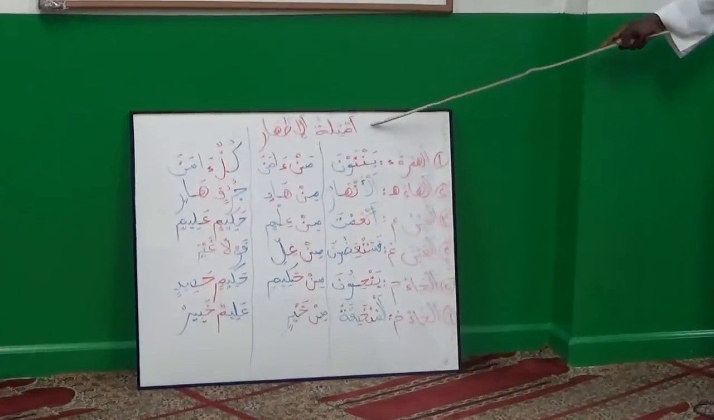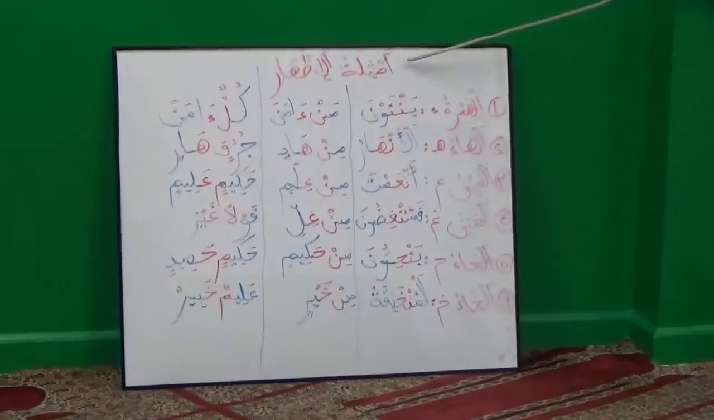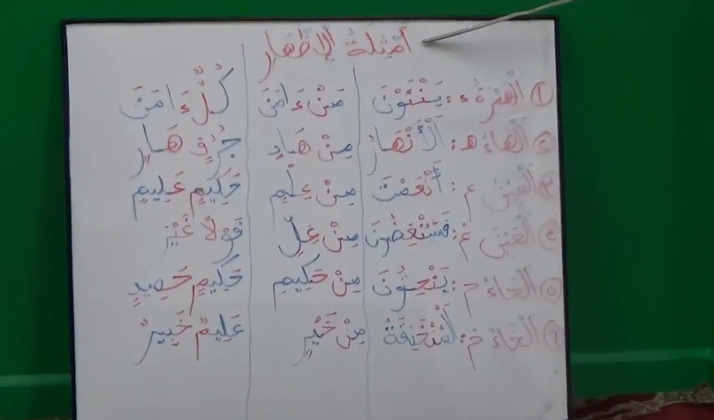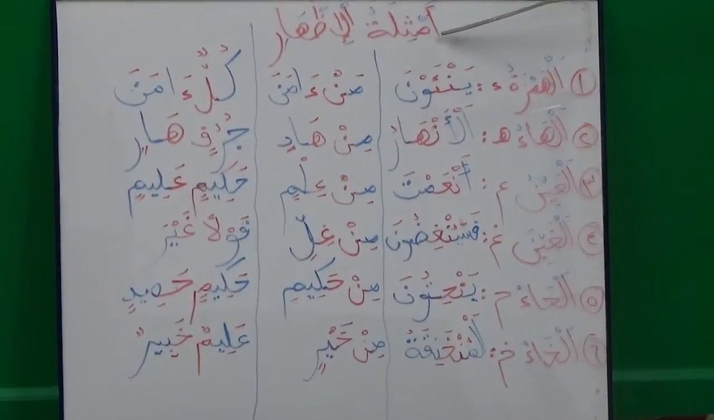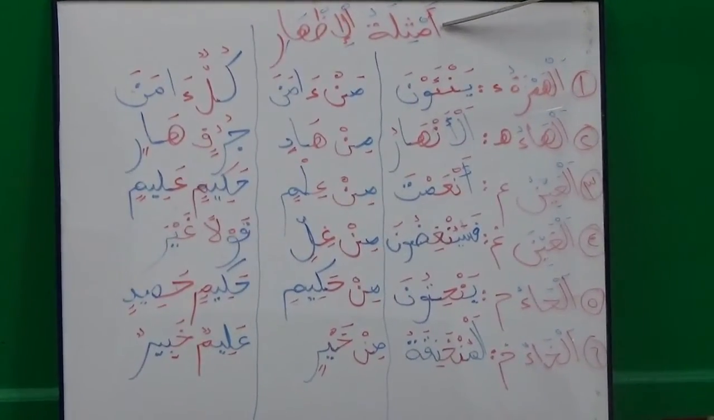So he says, Amthilatul ilhar. Mathal in Arabic is an example. Amthila is a jam'. What kind of jam' is this? جمع مؤنث.